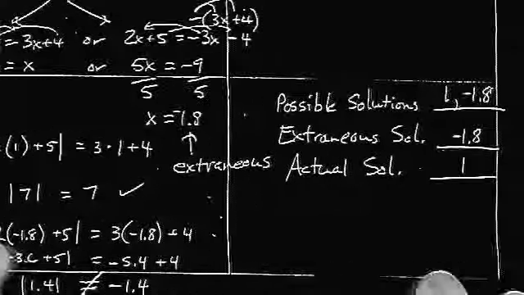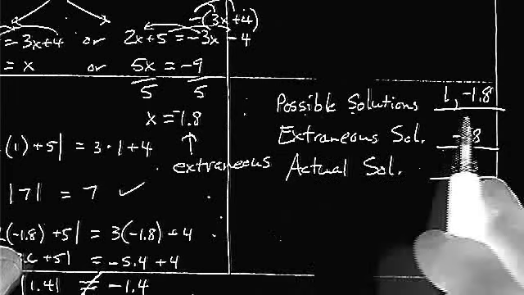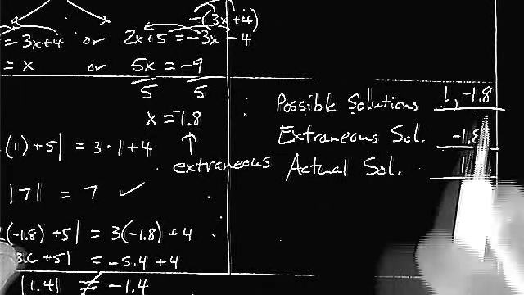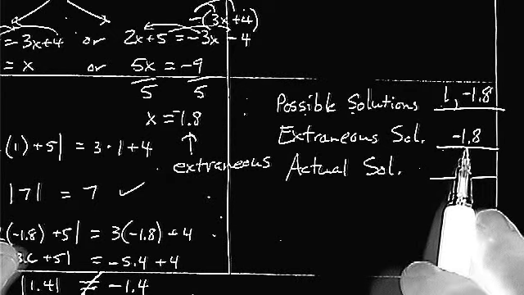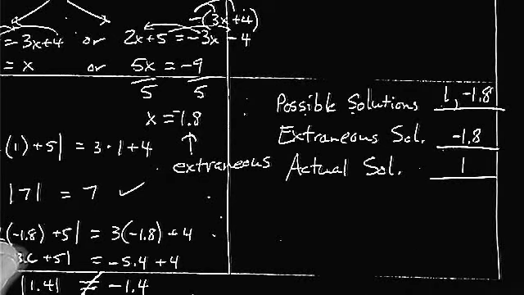Let me show that to you again. So possible solutions were 1 and negative 1.8. The extraneous solution we found was negative 1.8, so that left the actual solution to be 1.